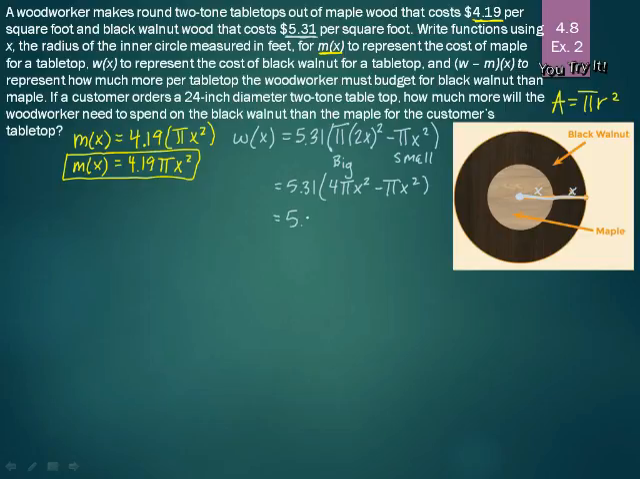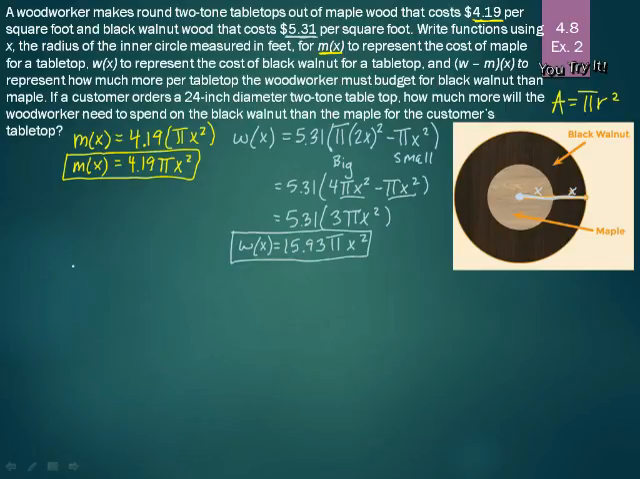So we have 5 and 3100ths times, well, 4 pi x squared minus pi x squared. They both have pi x squared in common, so we can just subtract the coefficients. So 4 minus 1 is 3, so we have 3 pi x squared. And then 5 and 3100ths times 3, we're just going to get 15 and 9300ths pi x squared.